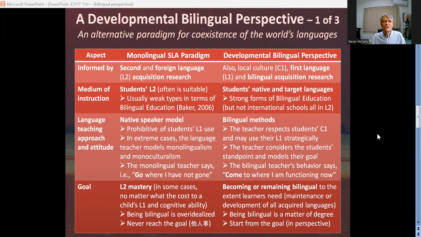But getting into the monolingual aspect, if it's that approach, then it can get into the usually weak types of bilingual education, citing Baker 2006. Whereas in the bilingual approach, the medium of instruction could be the students' native and target languages.